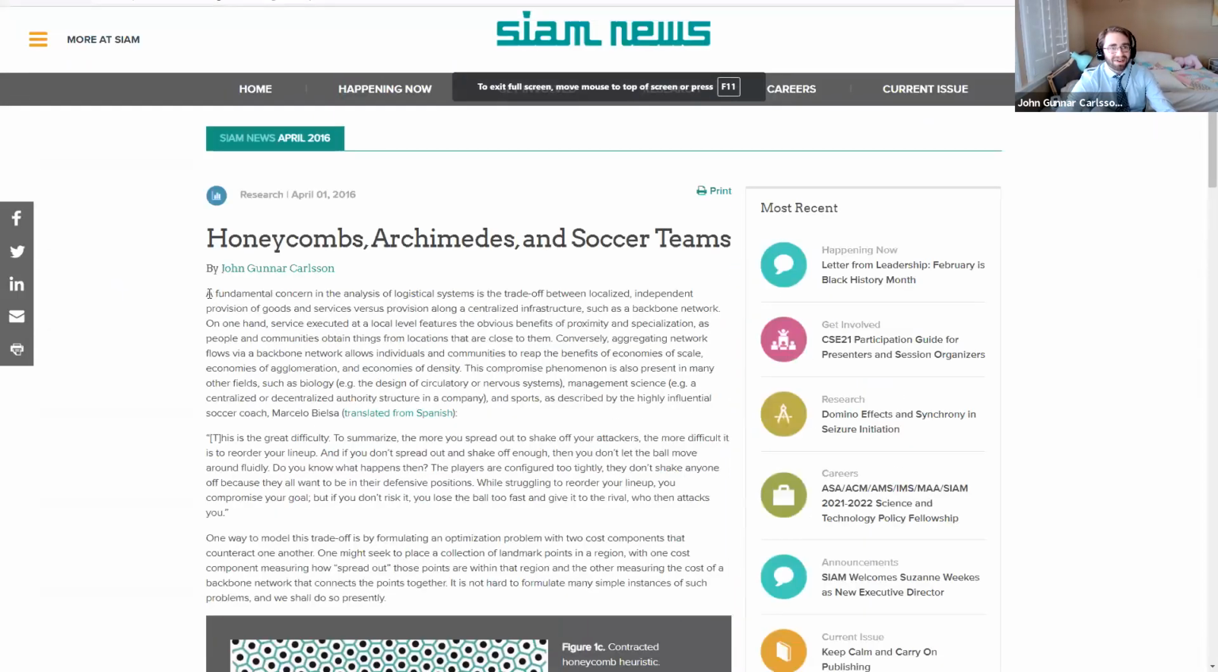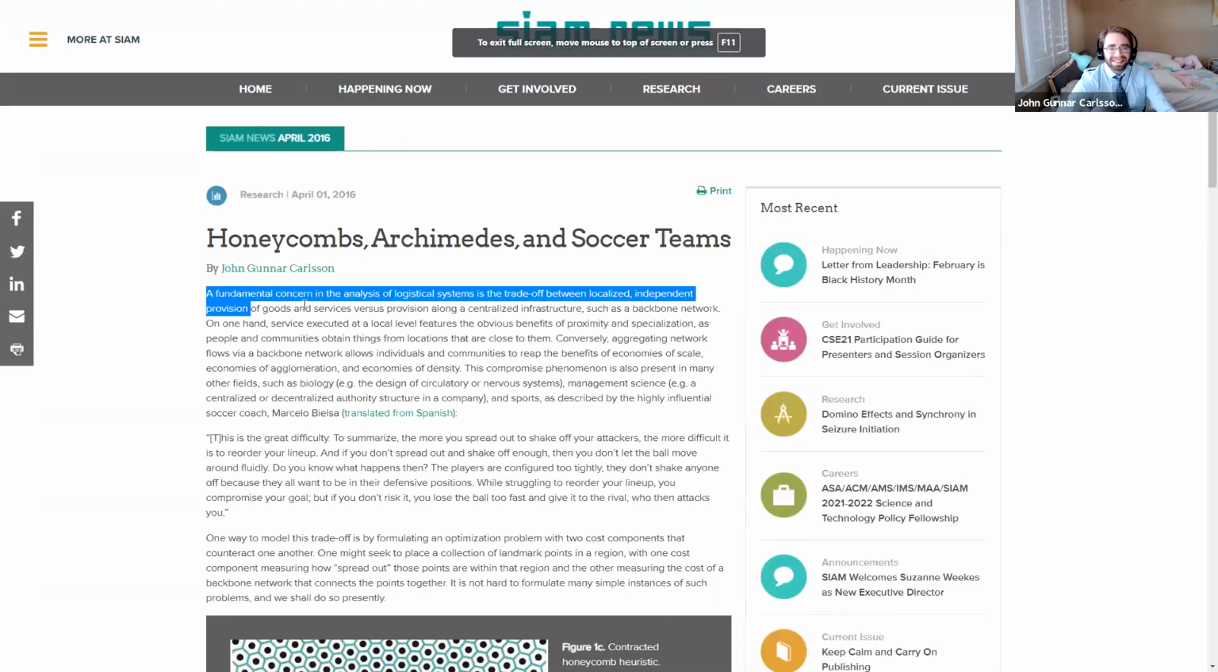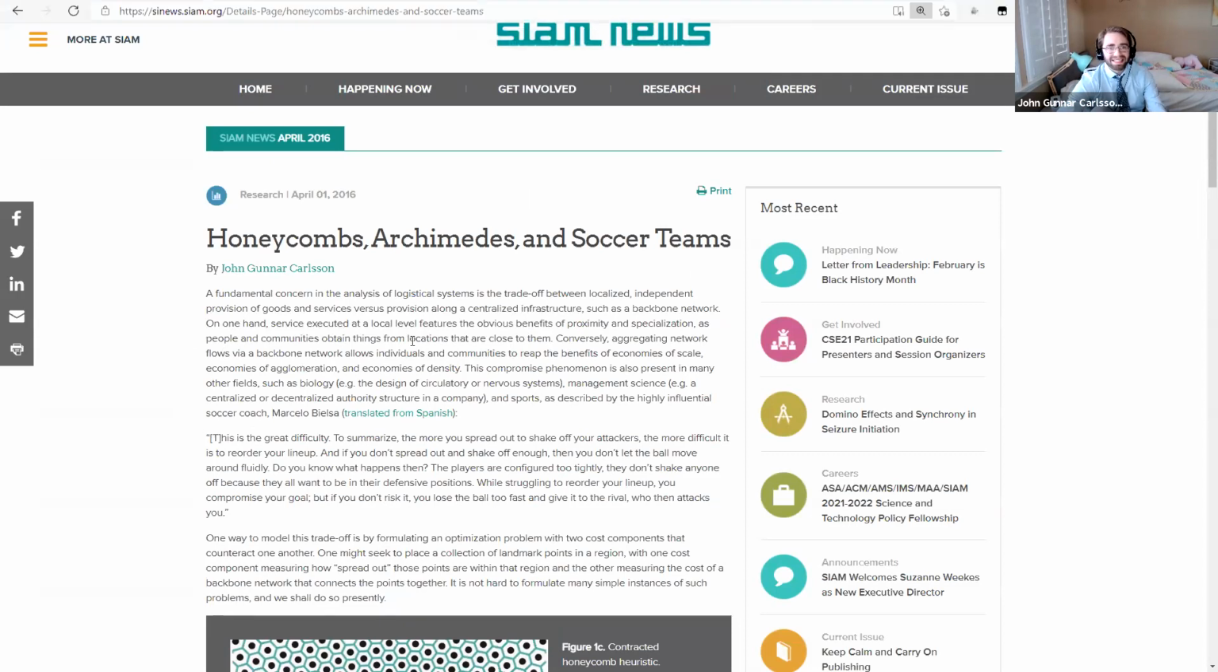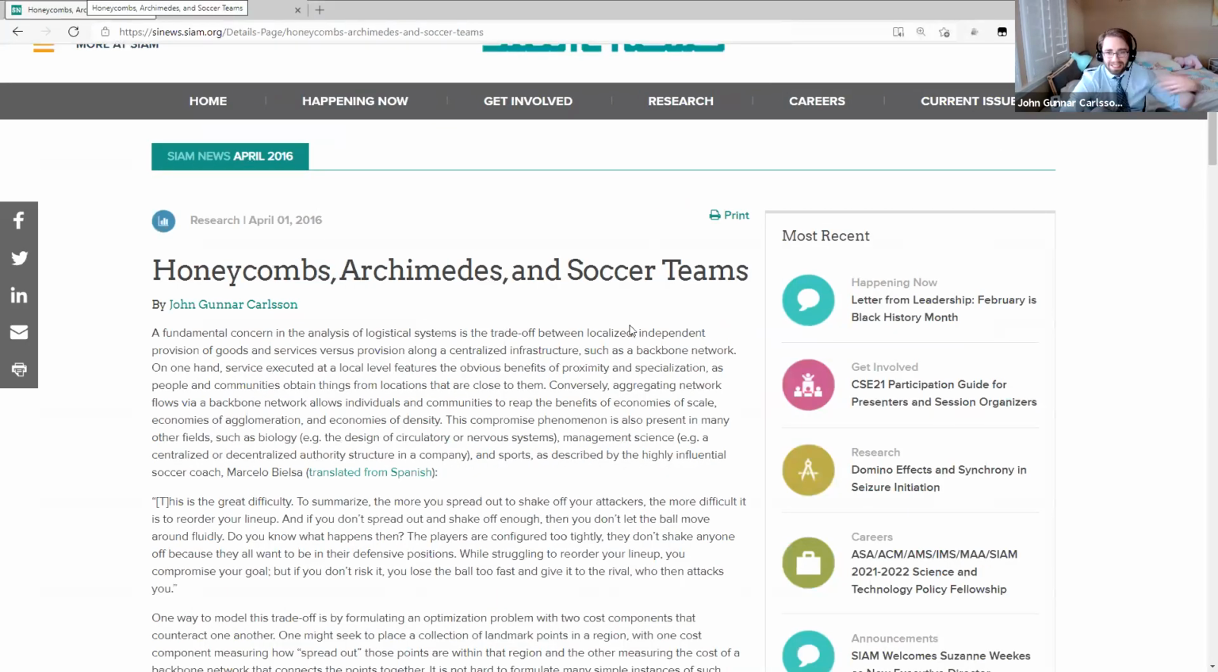this is actually a very important theme, in my view, that this perspective is good for looking at, which is a fundamental concern in the analysis of logistical systems: the trade-off between localized independent provision of goods and services versus being along a centralized infrastructure. So looking at the trade-off between something that's local and something that's very global is really central to all of this.